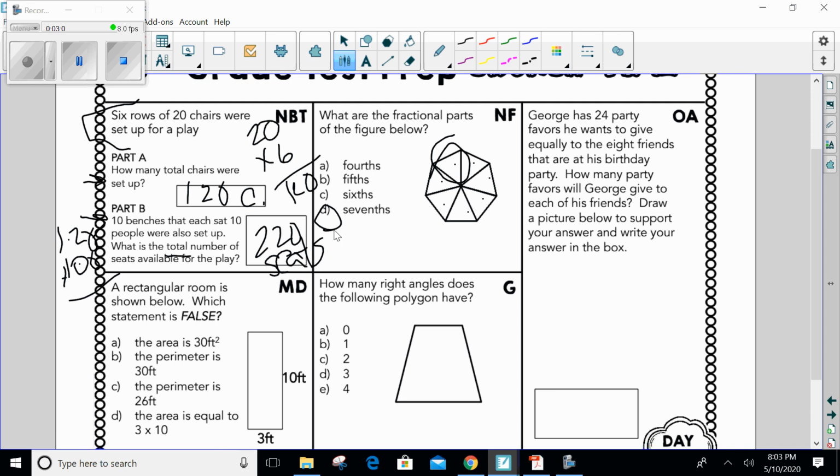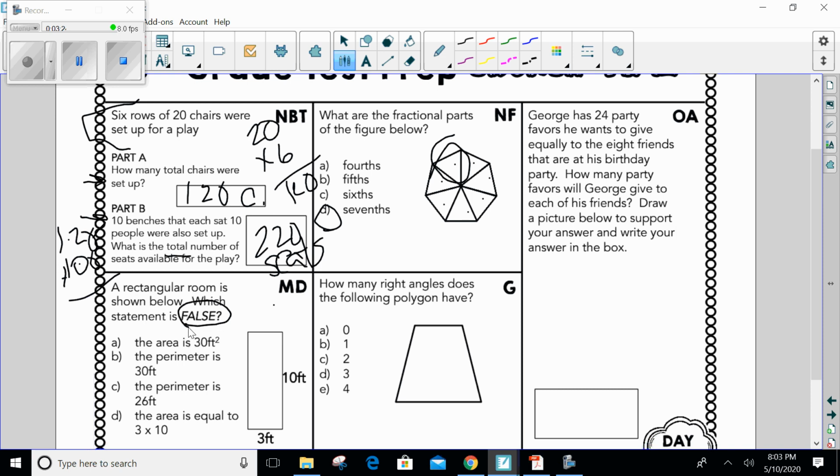Okay, let's go down to: a rectangular room is shown below. Which statement is false? Ooh, I love that they have that as bold. We really have to watch that. That means 3 of those are going to be true. There's only 1 that's not going to be right. So let's look at it.